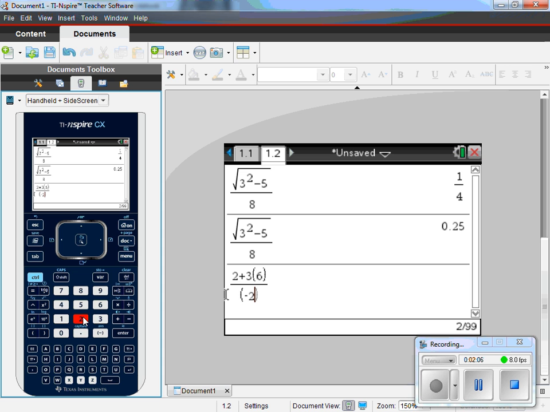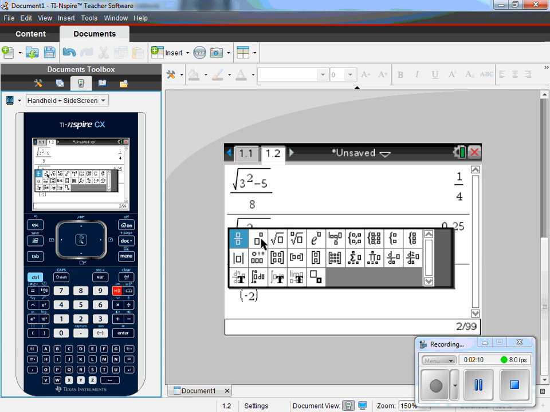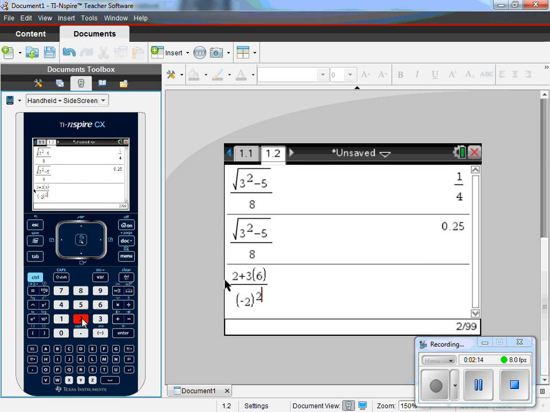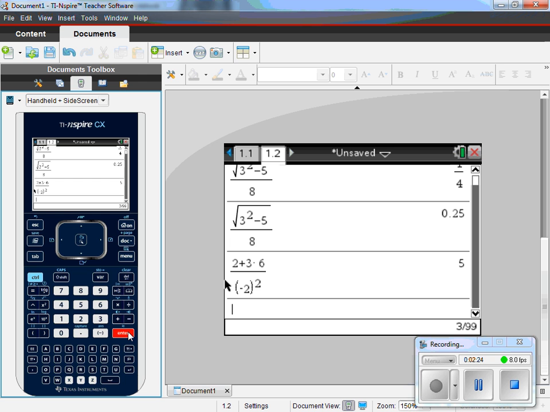-2, close my parenthesis, and I need that to be an exponent. So in my exponent, I want a squared. I'm going to use my arrows to get out of the square, out of the fraction. And then I press enter. And that answer gives me 5.